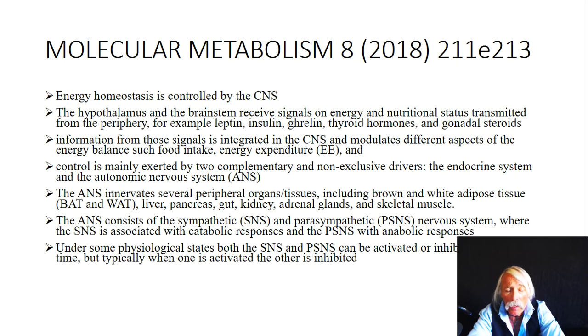Now, under some physiological states, both SNS and PSNS, which are part of the ANS, can be activated or inhibited at the same time. But typically when one is activated, the other is inhibited. Now, I want you to understand there's not an exclusivity here, okay? There are parallel systems. The SNS and PSNS are not one's on and the other's off and vice versa. It doesn't work that way.